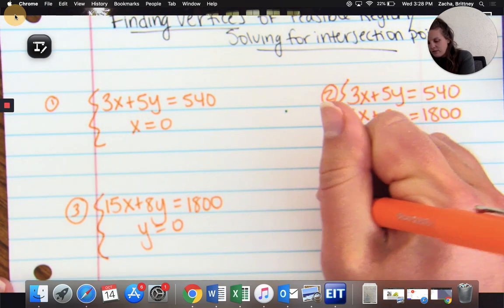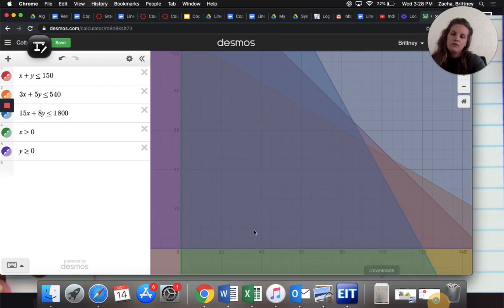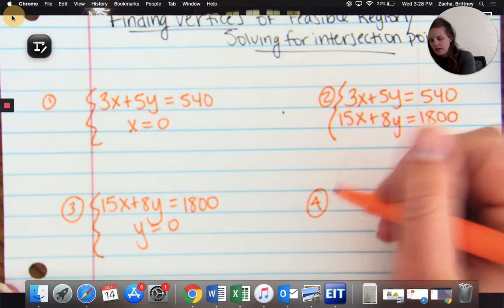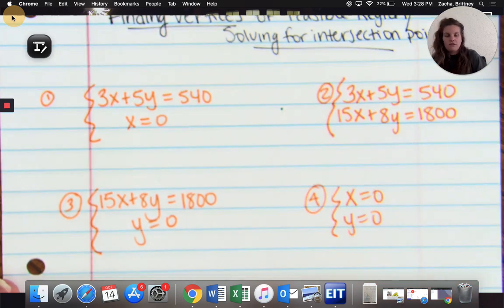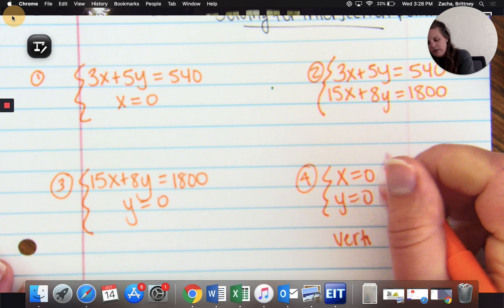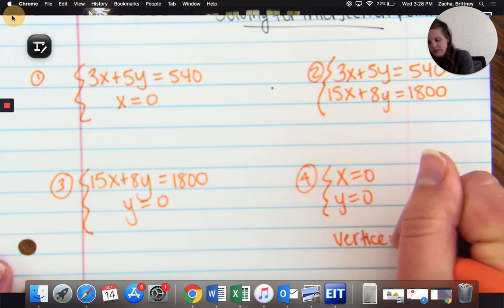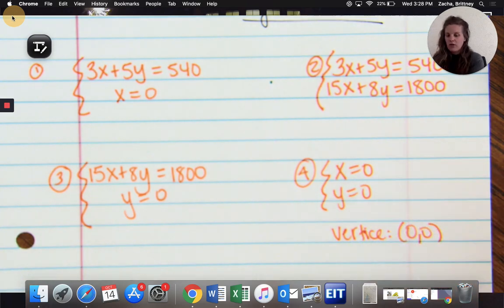And then this last one, you'll see, if you haven't already, why this one is so nice. This system is already solved for you, because notice it's green intersecting purple, and look at these: x equals 0, y equals 0. So we already know that vertex. That's your system. So that vertex point would just be 0, 0, because we know what x is and we know what y is. So that's the setup of it.